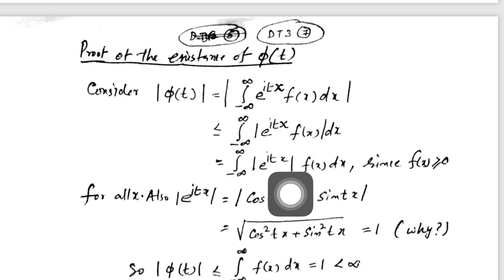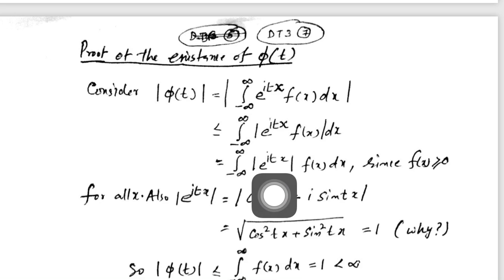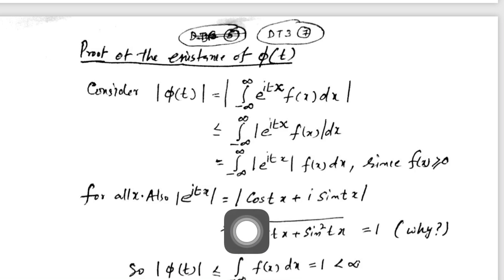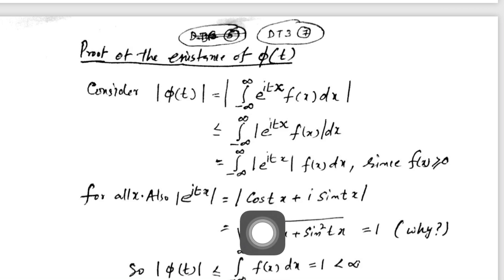You can see that the modulus of e to the power of itx equals 1. For that purpose, you use results in complex analysis and trigonometry. What is the modulus of e to the power of itx? It is nothing but the modulus of cos tx plus i sin tx. It is a result in complex analysis.